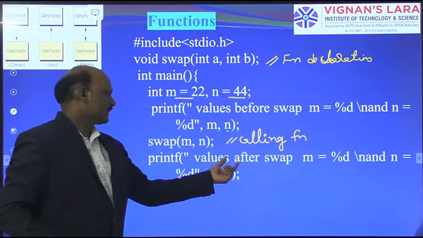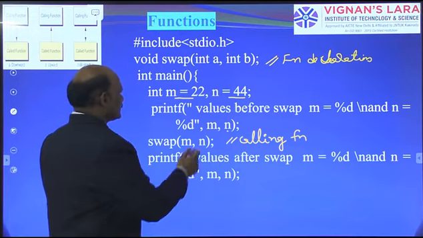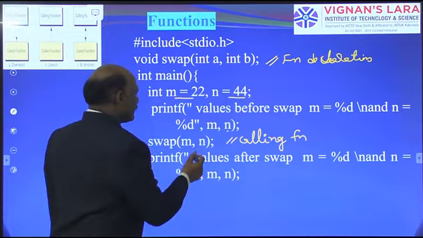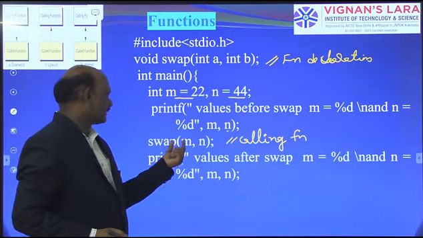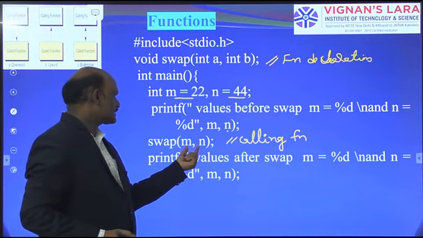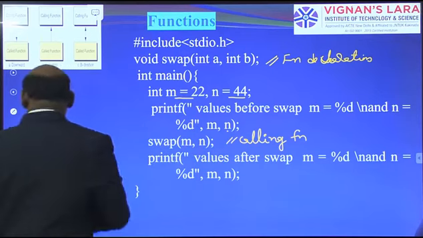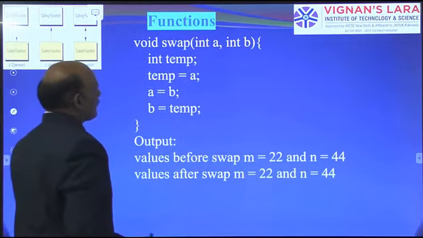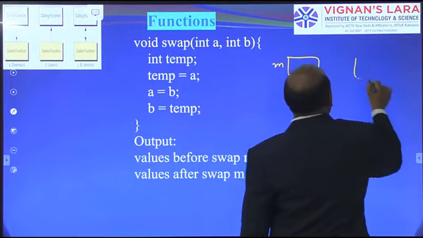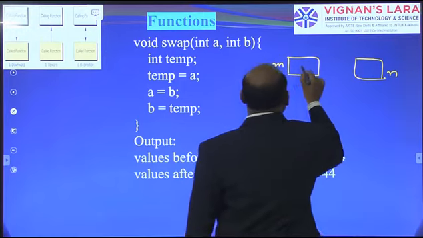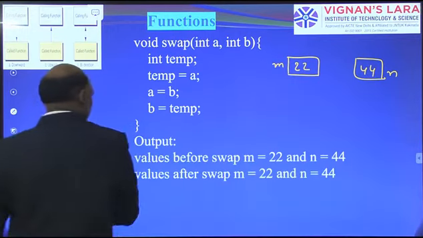After that, I am printing the values after swapping. Here, these two are the actual arguments, m and n. The value of m is 22 and the value of n is 44. So this is call by value, that means values are passed as the arguments.